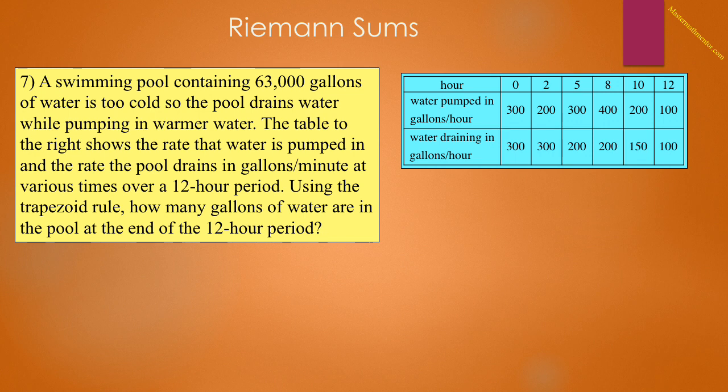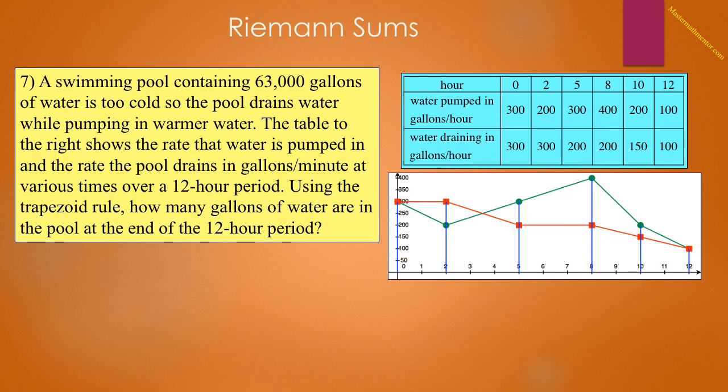Number 7 reads, a swimming pool contains 63,000 gallons of water, but is too cold, so the pool drains water while pumping in warmer water. The table to the right shows the rate that water is pumped in and the rate that the pool drains, both in gallons per minute, at various times over a 12-hour period. Using the trapezoid rule, how many gallons of water are in the pool at the end of the 12-hour period?